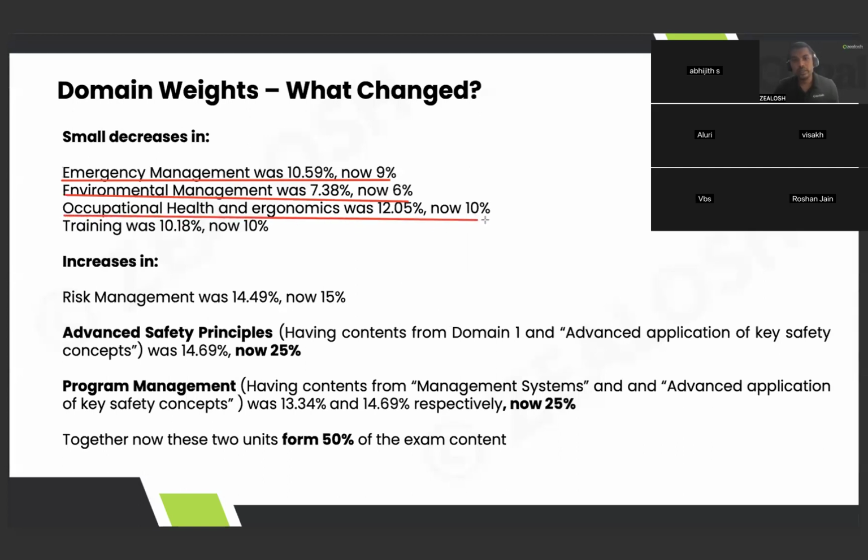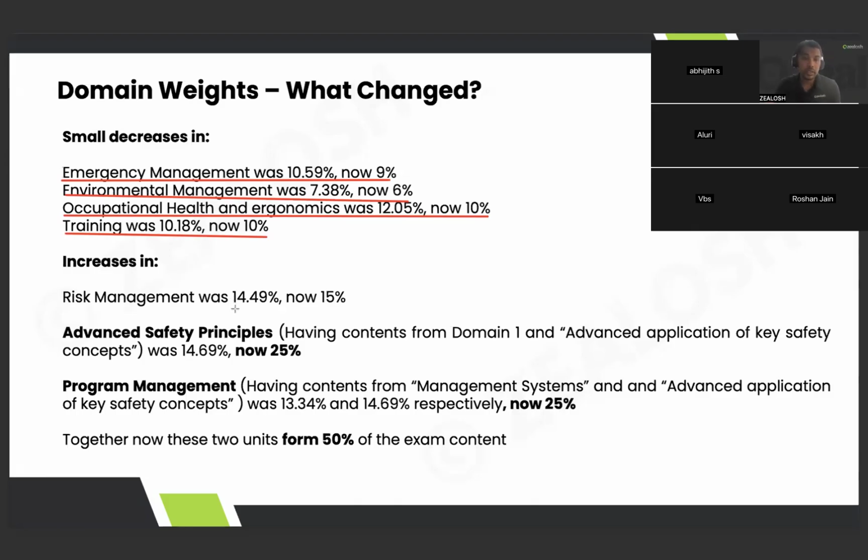Occupational health and ergonomics previously had 24, 25 questions coming. Now we can expect 20 questions. It was 12.05, now it is 10%. Training was 10.18% and not much changes there. Training is still 10%. So that covers emergency management, environment management, occupational health and ergonomics, and training.